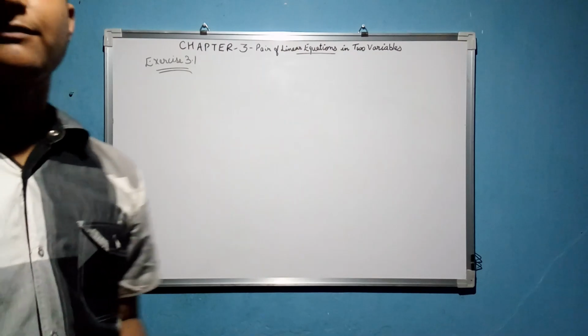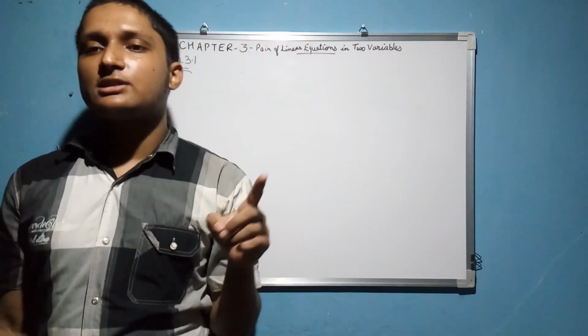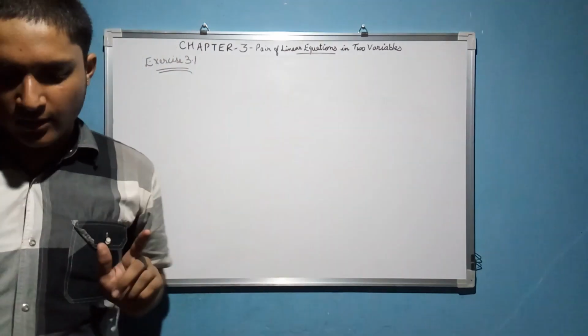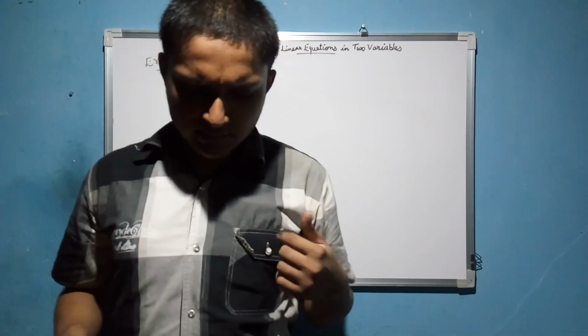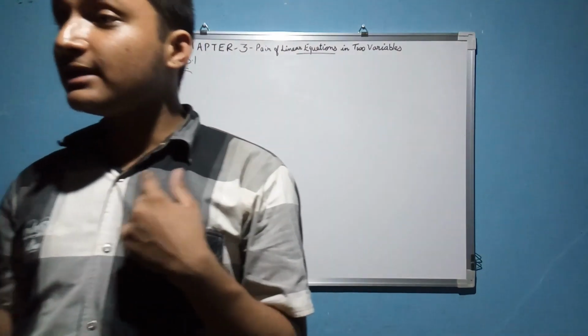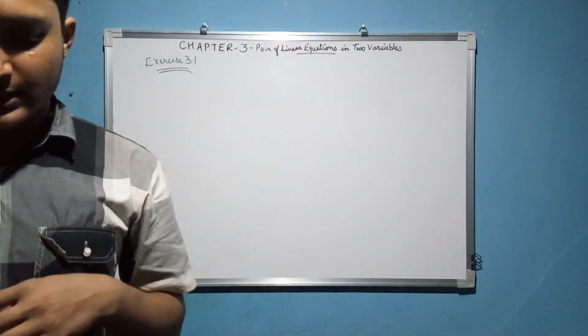Okay, now we are going to start with exercise 3.1. You have a question here. The question is, Aftab tells his daughter, 7 years ago I was 7 times as old as you were. Also, 3 years from now I shall be 3 times as old as you will be.